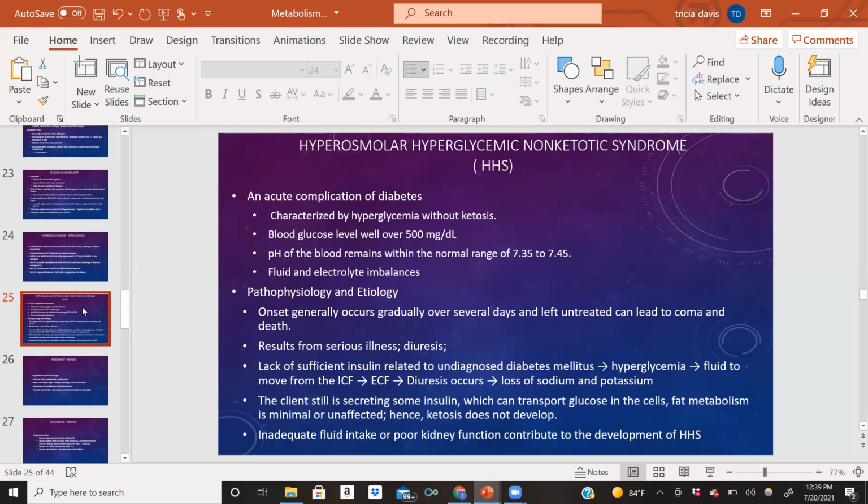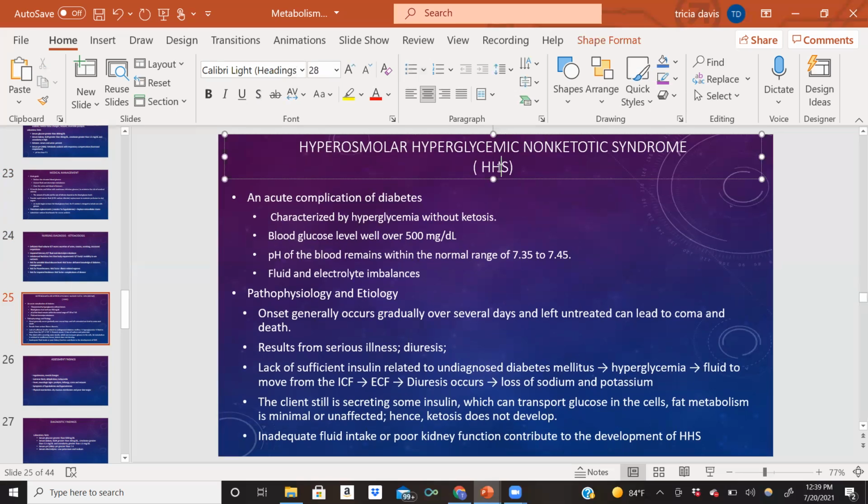So these patients can also develop something called HHS. Hyperosmolar, hyperglycemic, non-ketotic syndrome, HHNS. Oops, I'm missing the N. Sorry, guys. All right, so this is an acute complication of diabetes.